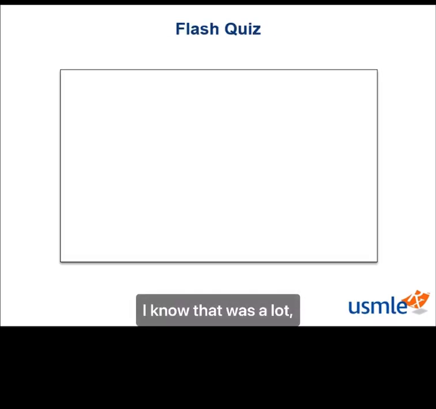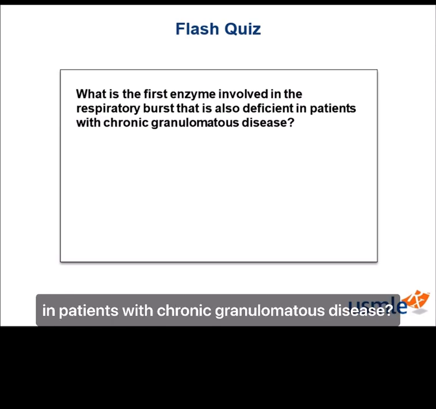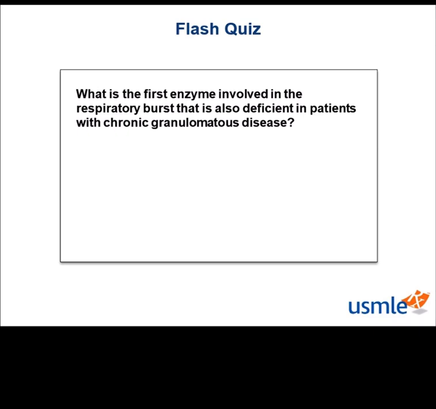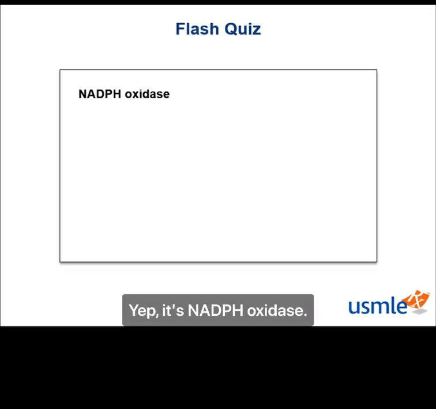I know that was a lot, so let's do a quick flash quiz to recap. What is the first enzyme involved in the respiratory burst that is also deficient in patients with chronic granulomatous disease? Yep, it's NADPH oxidase.